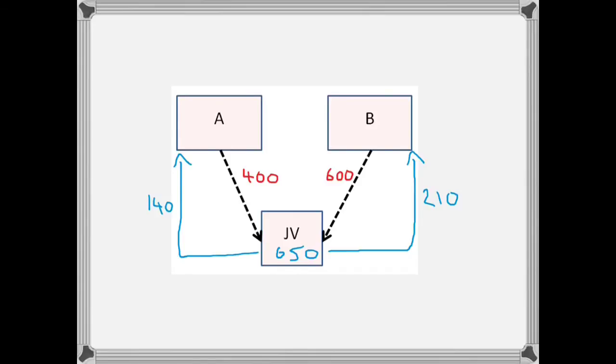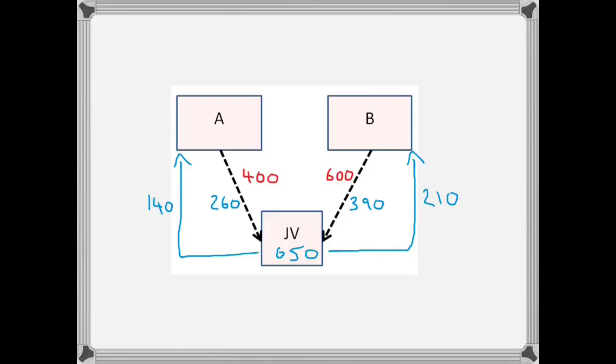It is also picked up, A has picked up the 40% of the net assets of the joint venture, 260, and B has picked up 60% of those net assets, which is 390.